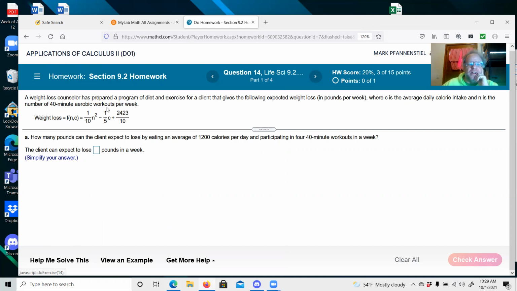A weight loss counselor has prepared a program of diet and exercise for a client that gives the following expected weight loss in pounds per week. C is the average daily calorie intake. N is the number of 40-minute aerobic workouts per week. So we notice we have daily, and we have aerobic workouts per week here. We have expected weight loss in weeks. So I'm not saying that we have to do unit conversion, just saying that it might happen.